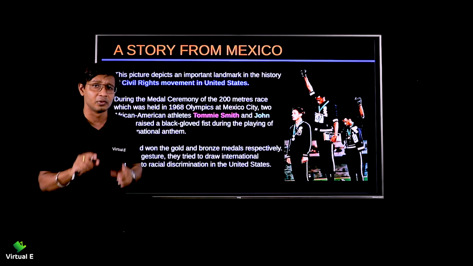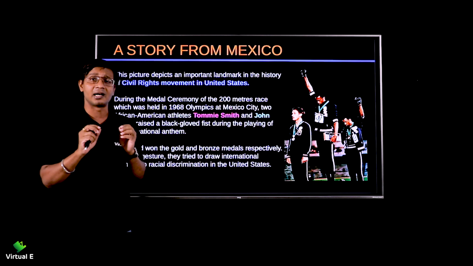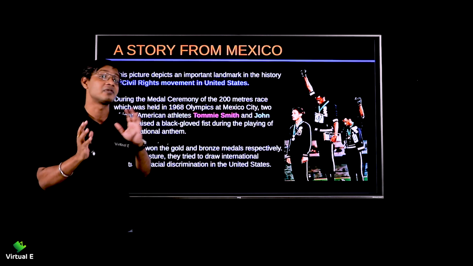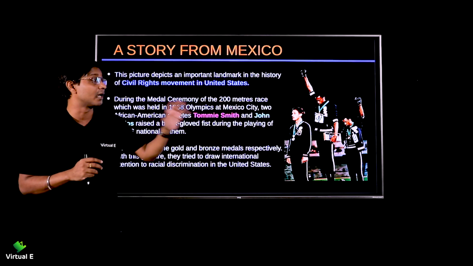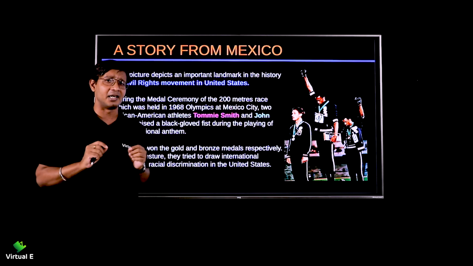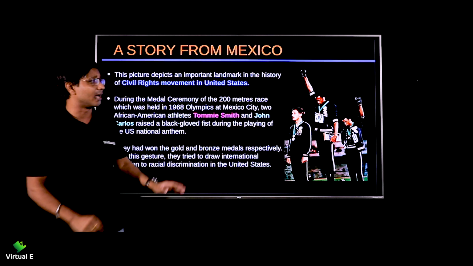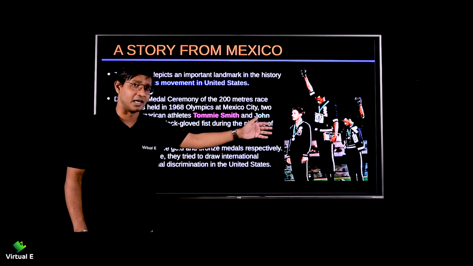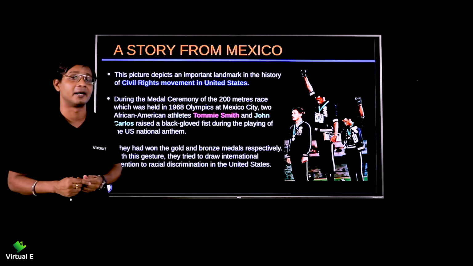So the first point you need to remember is, who are these Afro-Americans? These are African people who were taken to America during the time of the slave trade, and once that country got settled and the slave trade was abolished, they became part of the country. But were they accepted by the nation and the people? That was the question, and that's the reason why this is an iconic posture during the ceremony of medal distribution at the Mexico City Olympics.